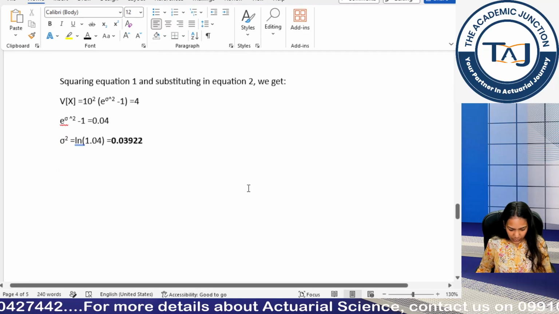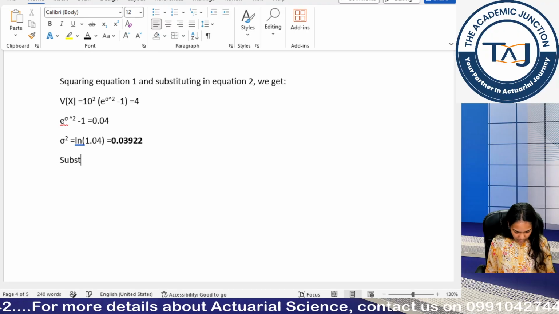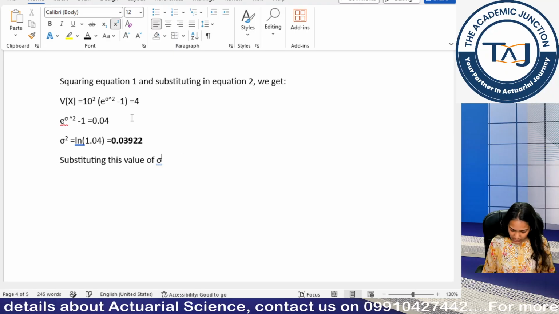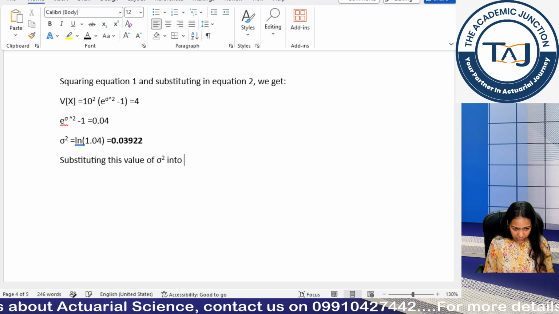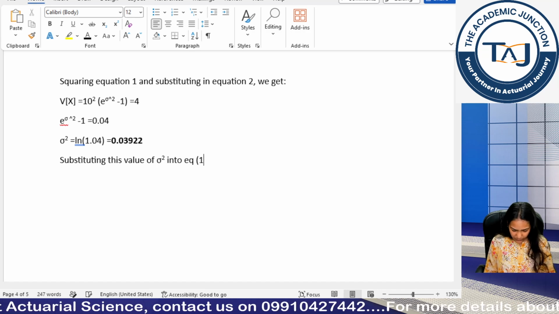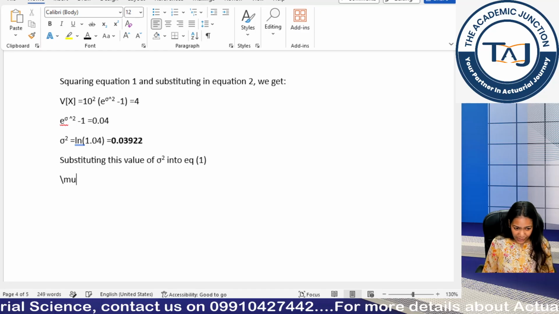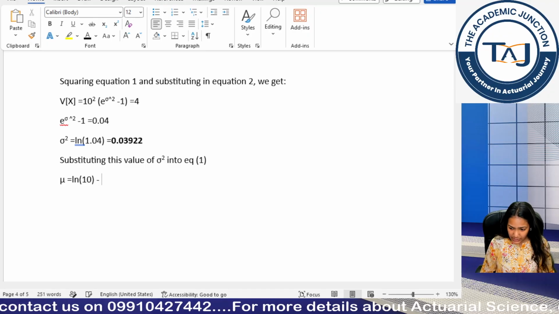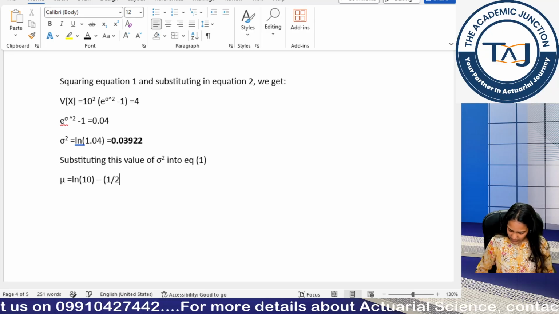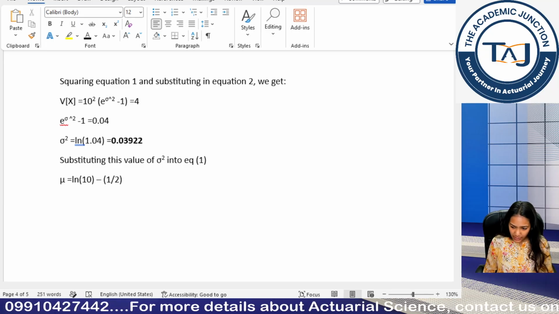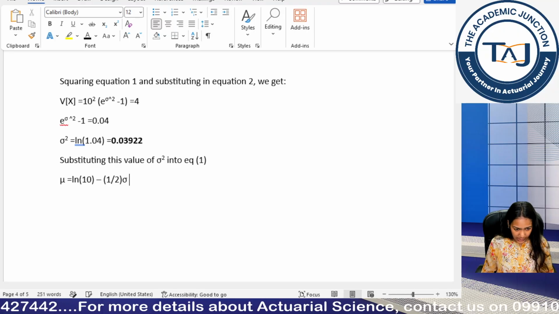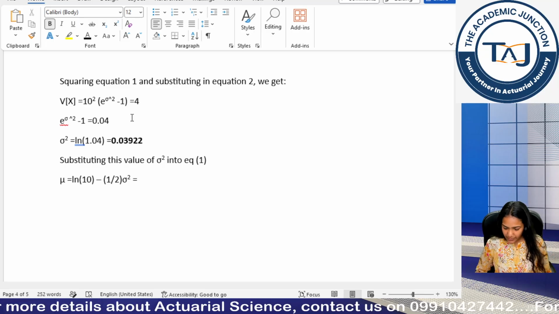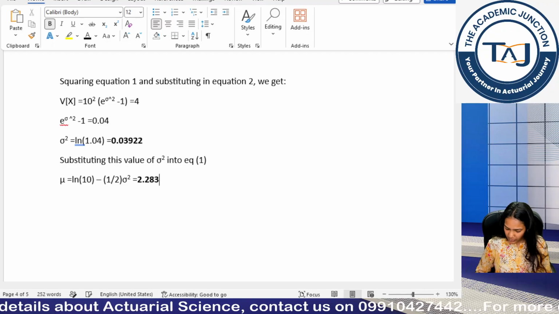Cool. So let's find mu now. Substituting this value of sigma square into equation 1, we get mu is equal to log 10 minus half, again half because we cannot make a fraction, and sigma square is equal to, control B pressed for getting the bold answer, 2.2830.